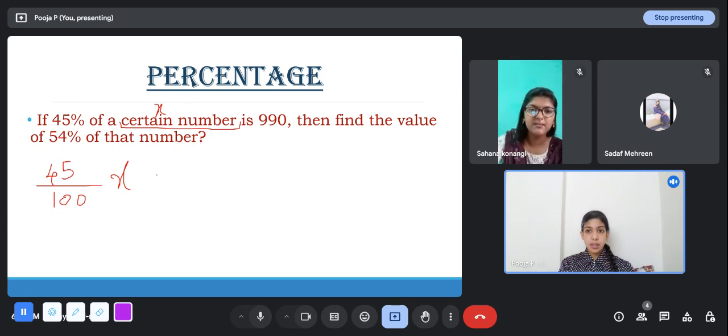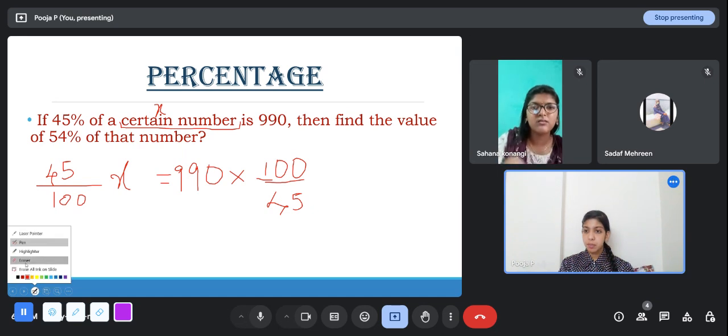So 45 by 100 into x is equal to 990. Okay. So we will have to find out 54% of x. So if you shift the values of 45 by 100, it will become multiplied by 100 by 45. So that will give you the value of x. So quickly tell me the value of x.